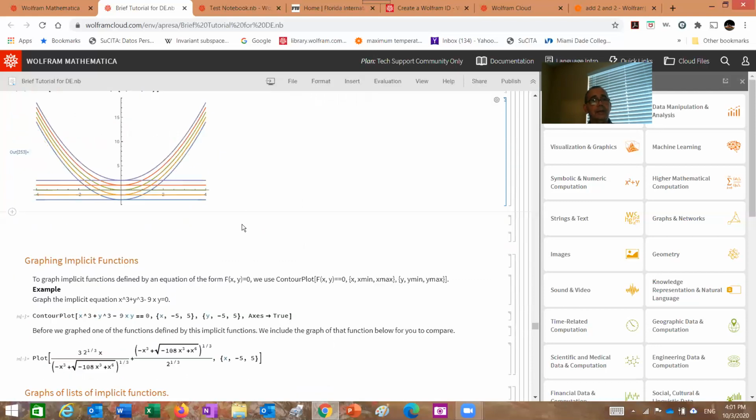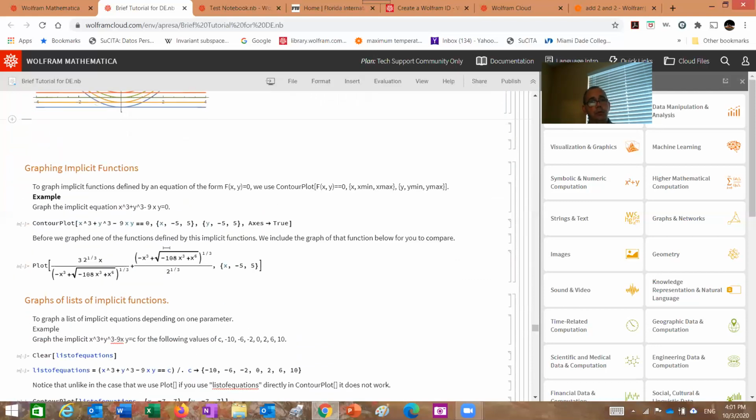We can also graph implicit functions or implicit equations. Well, we can graph implicit functions, which are defined by implicit equations. Later, we're going to see that we can graph implicit equations also. To graph an implicit function defined by an equation of the form f of x, y equals 0, instead of using Plot, we use ContourPlot, and this is the syntax of this command.